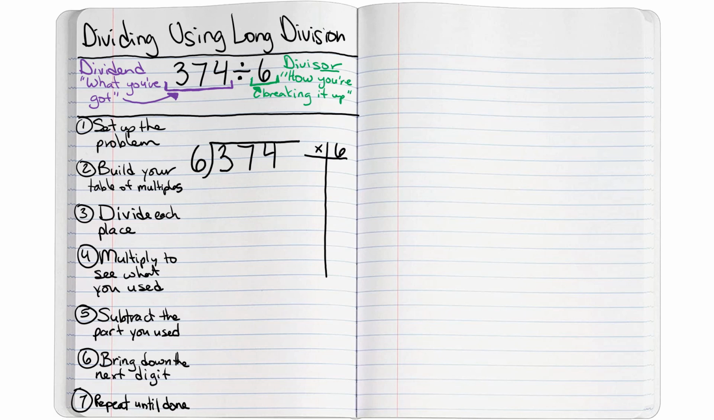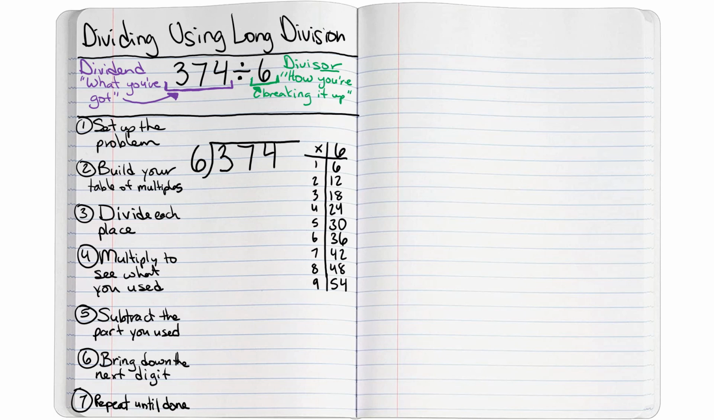Since we're dividing by 6, I need my table for 6. I'm going to write 1, 2, 3, 4, 5, 6, 7, 8, 9. And then on the other side, I can write my multiples: 6, 12, 18, 24, 30, 36, 42, 48, and 54. So that's step 2, build your table of multiples.